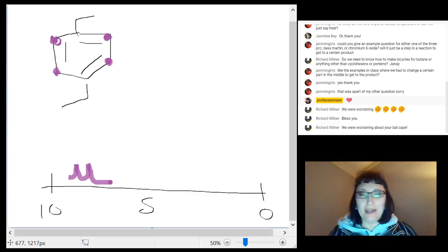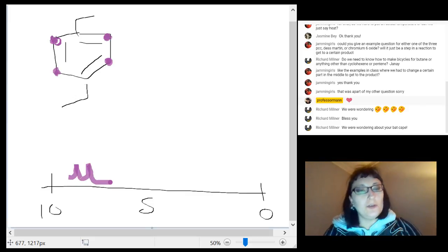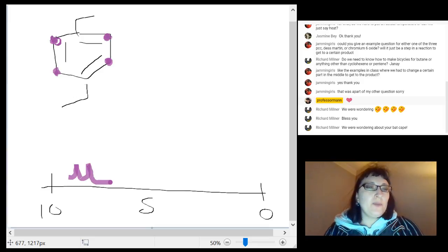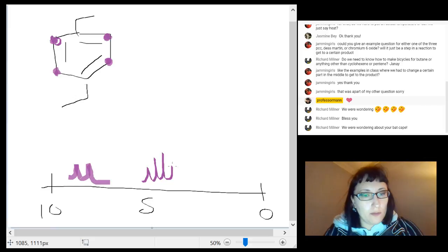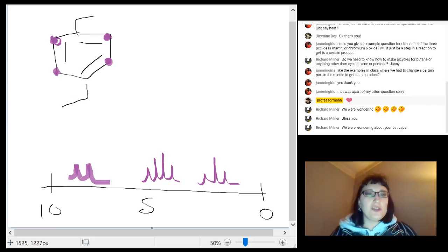It might be a complicated doublet. Then the ethyls, you would expect to have the CH2 group that's next to the benzene ring, you would expect it to be farther downfield, and it would be split as a quartet. And then you would expect a triplet for the CH3 group. So something that looked roughly like that would be good.